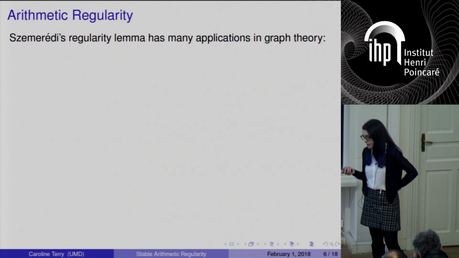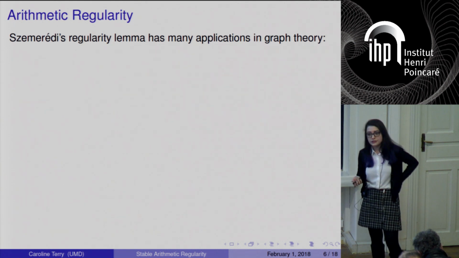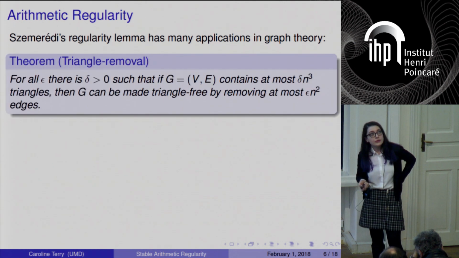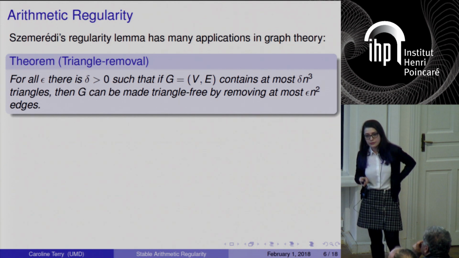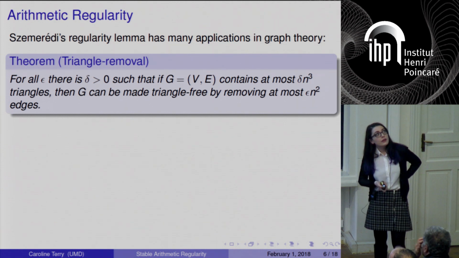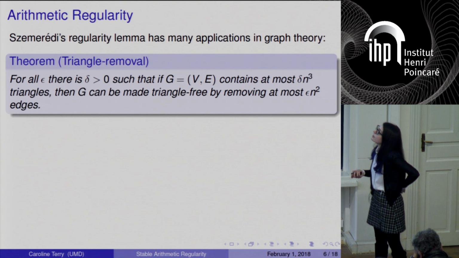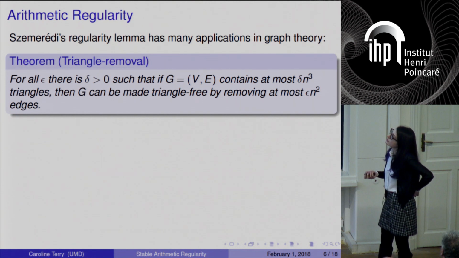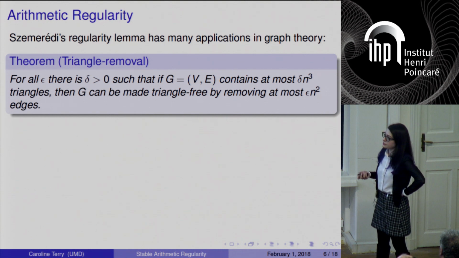Szemerédi's regularity lemma is really important in extremal combinatorics. It has many applications. So here's one application, a very useful theorem you can prove using the regularity lemma. This is called the triangle removal lemma. It says that for all epsilon, there's a delta, so that if a graph G with n vertices contains at most delta n cubed triangles, then it can be made triangle-free by removing at most epsilon n squared edges.